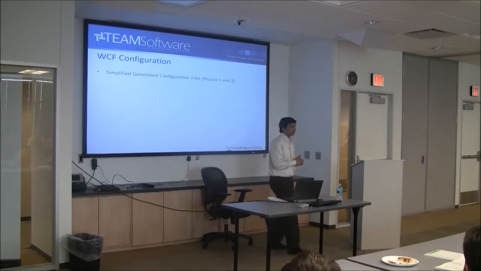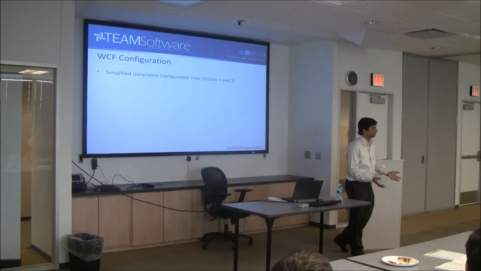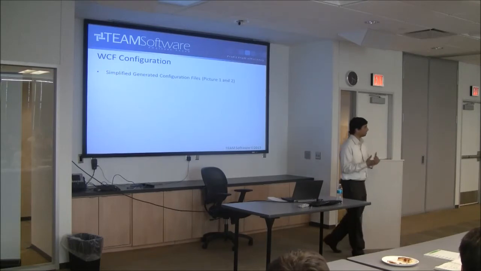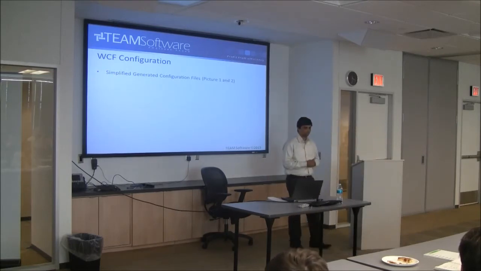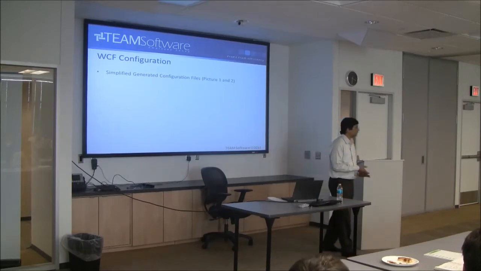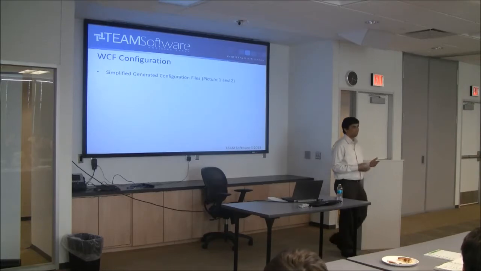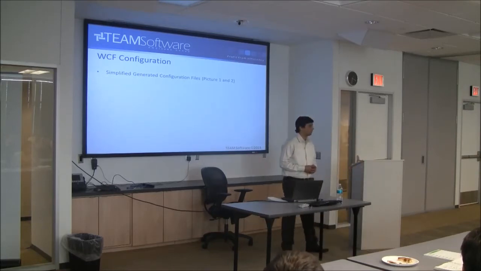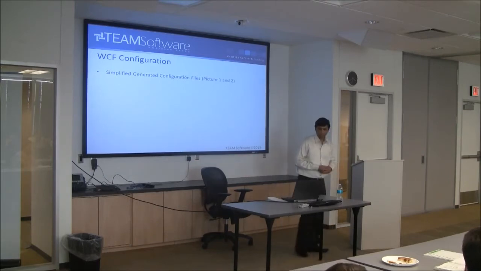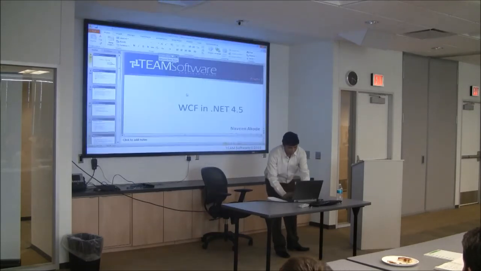Simplified generated configuration files. In earlier versions, when you create a WCF service and reference the client to that service, it used to be this much configuration, and by the time you end up referencing and look at the config file, whether it's app config or web config, you would be like, what's going on? I've got a bunch of configurations over there. Let me just show you how much of a difference it is in terms of configuration.